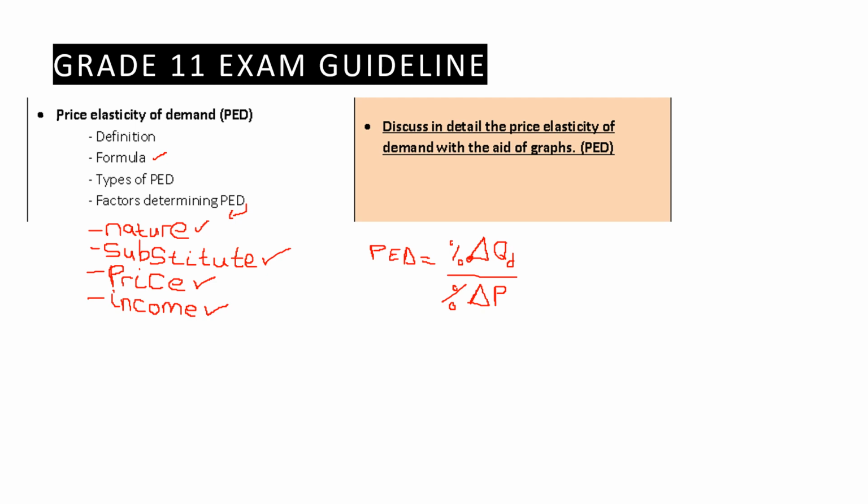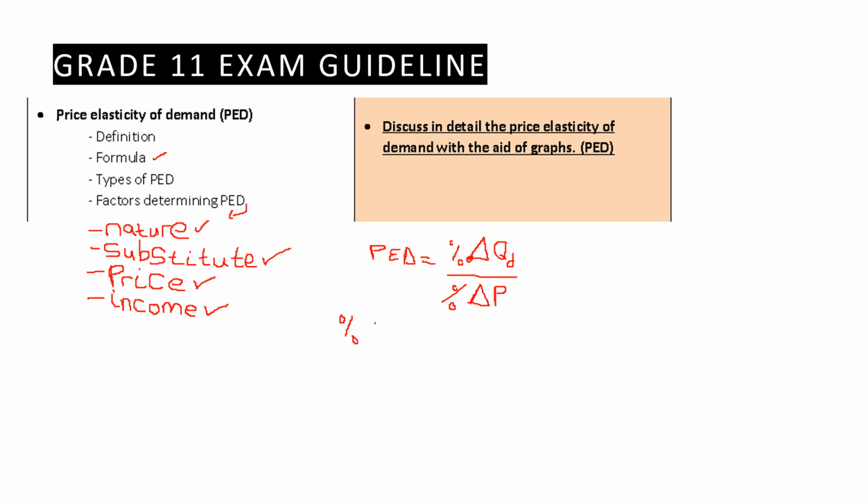So it means we are expressing quantity demanded to a change in price. Okay, so this is what we are saying now. It's a percentage change in quantity demanded divided by our percentage change in price. And then you would now wonder how then do we calculate percentage change? Now the answer to that is very simple.